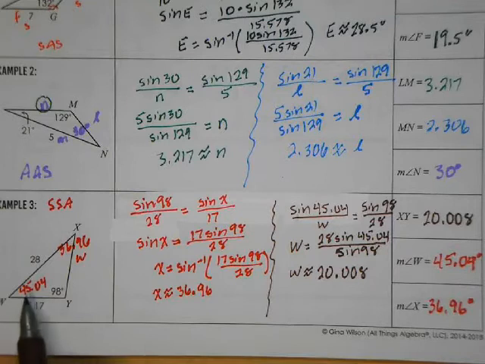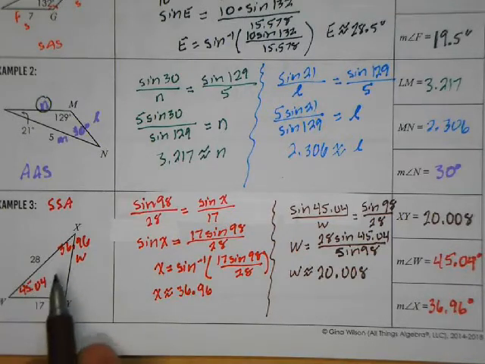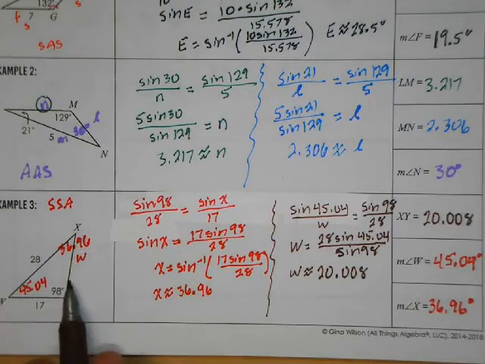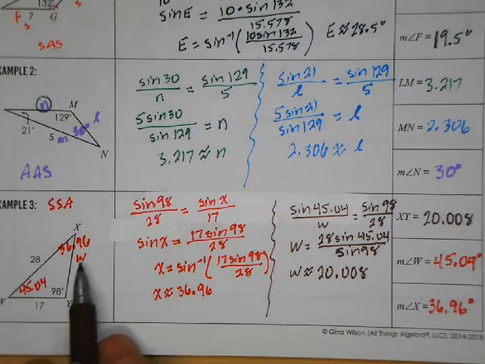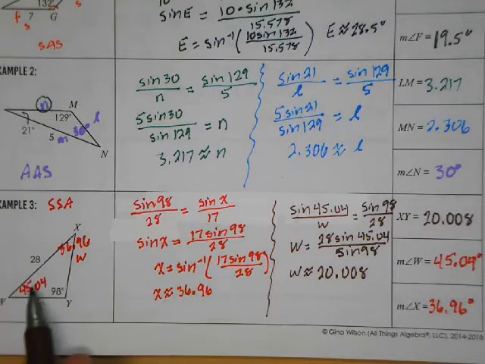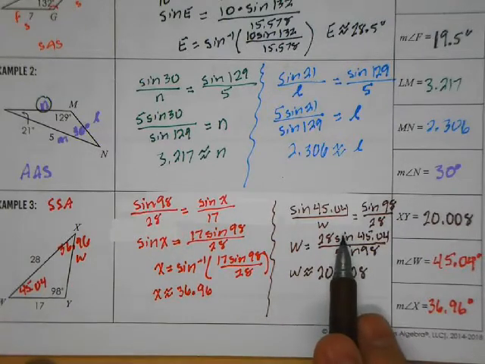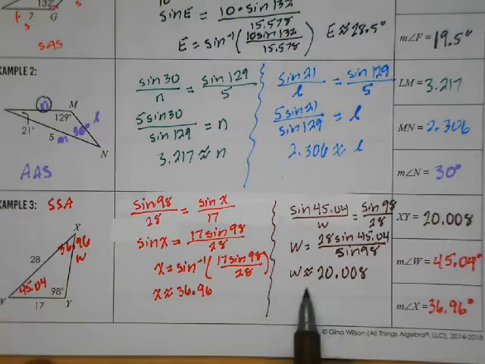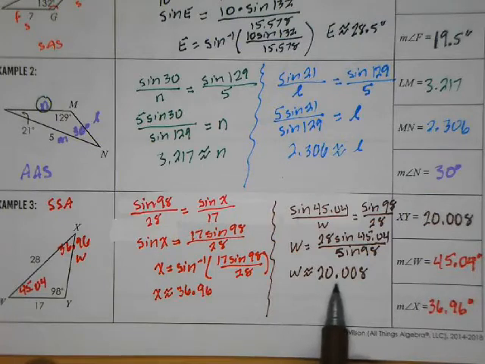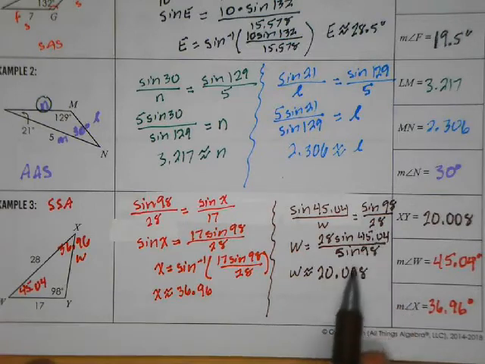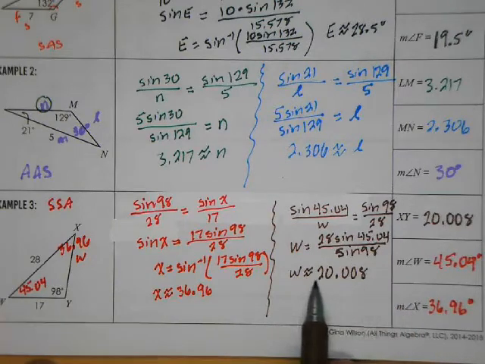And once I have the 45.04 degree angle, then I can find the side opposite of it, which in this case I called side W because it's across from angle W. And I can use the law of sines here. Sine of the 45.04 over W is equal to sine of 98 over 28. Solving for W in this case gives me just over 20.008.